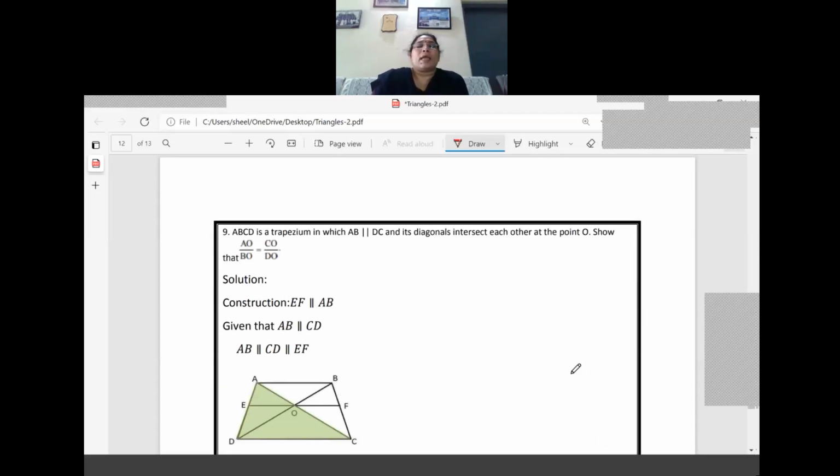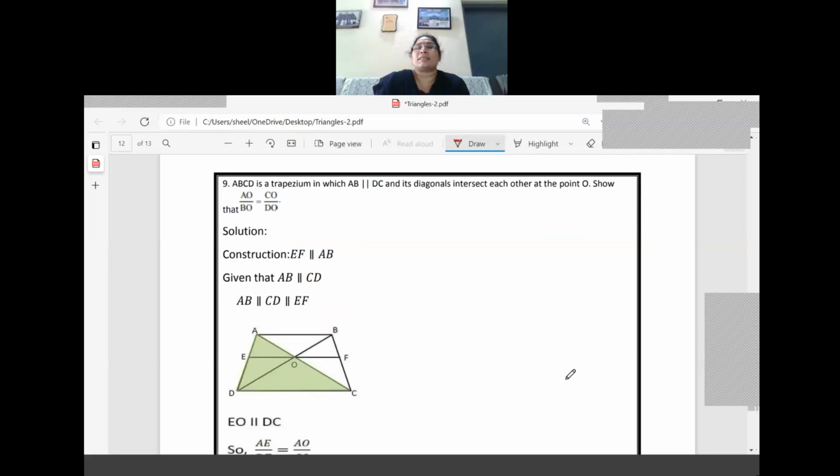Question number 9. ABCD is a trapezium in which AB is parallel to DC and its diagonals intersect each other at the point O. Now show that AO by BO equal to CO by DO. Already it is given that it is a trapezium, and AB is parallel to DC, right? Now we have to make a construction here. What is the construction? EF parallel to AB.